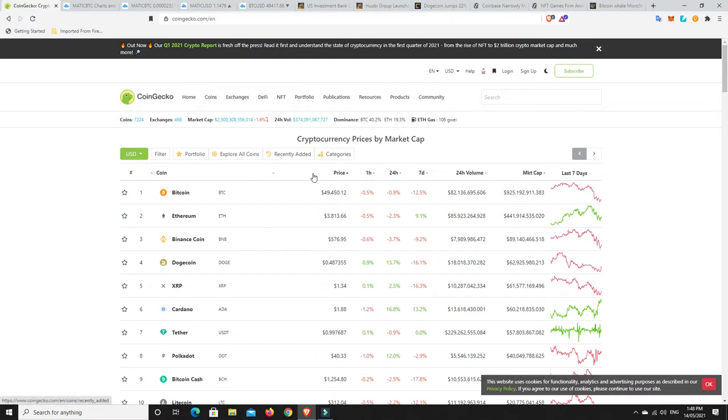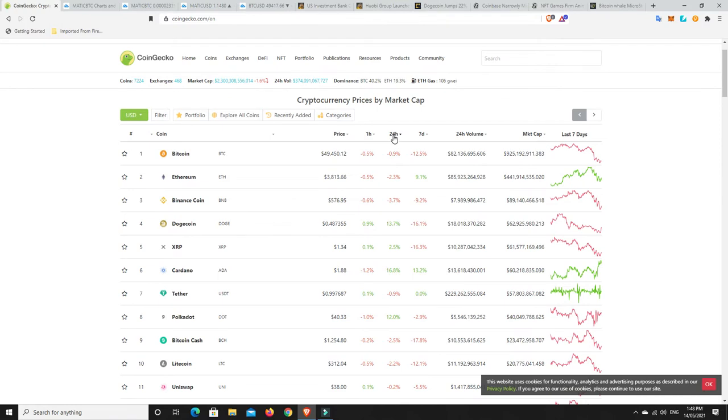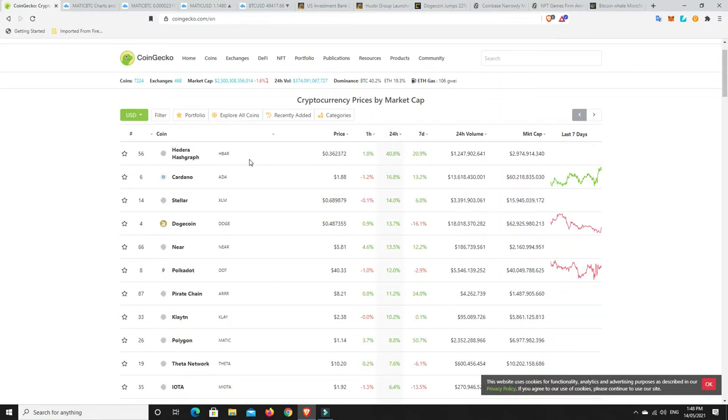So again, overall, the market cap's down and we can see a fair bit of red there. All right, what's done well, or has anything done well in the last 24 hours? I can tell you some things have done well. So Hedera Hashgraph, look at that. It's just pumped straight through. Cardano, we're getting close to $2. This is outstanding for Cardano.